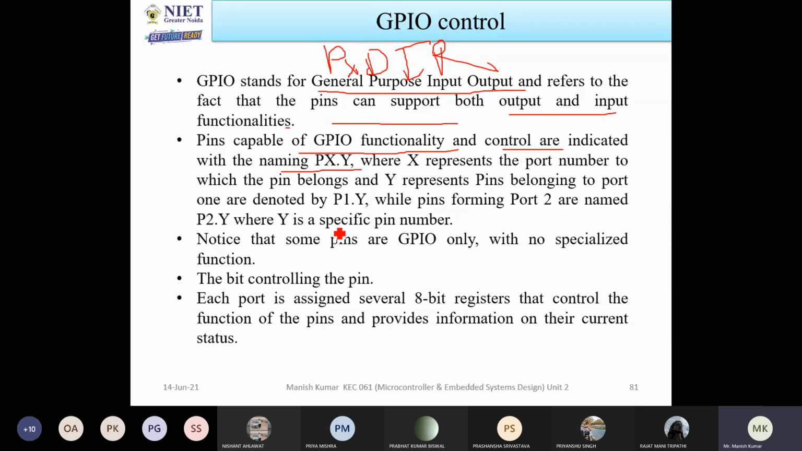So there is a general notation that is called Px.y. So this X is called the port. Port 1, then you put x equal to 1. Port 2, then x equal to 2. Port 3, then x equal to 3. This is the general reference. Now, whatever y is written, this y is telling the number of the pin. Now, let us consider port 1. I am telling about port 1.